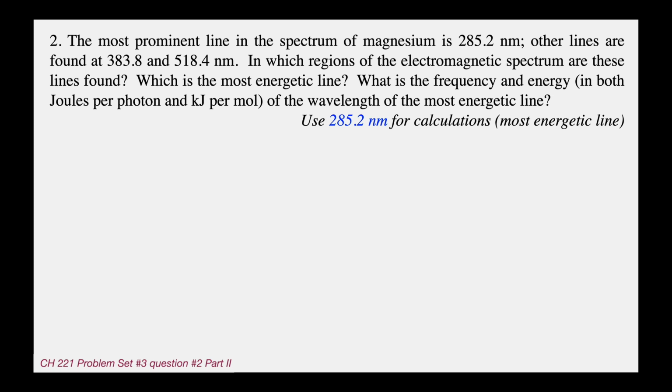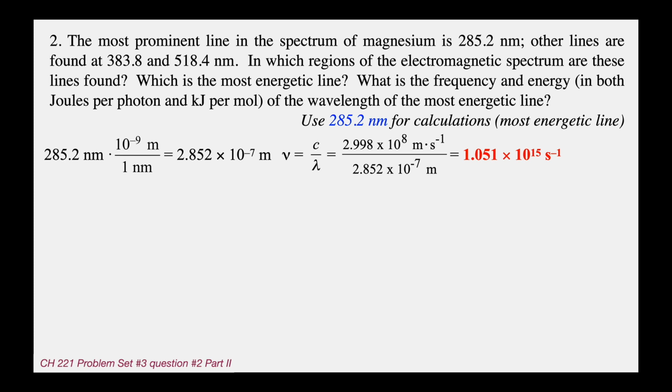Now, speed of light is usually recorded in meters per second, so we're going to have to turn the nanometers into meters first. There are 10 to the minus 9 meters per nanometer, so that comes out to be 2.852 times 10 to the minus 7th meters, pretty small. And then on the next part, you can see frequency equals speed of light divided by wavelength. Speed of light, 2.998 times 10 to the 8th meters per second divided by the wavelength in meters, you get 1.051 times 10 to the 15th inverse seconds.